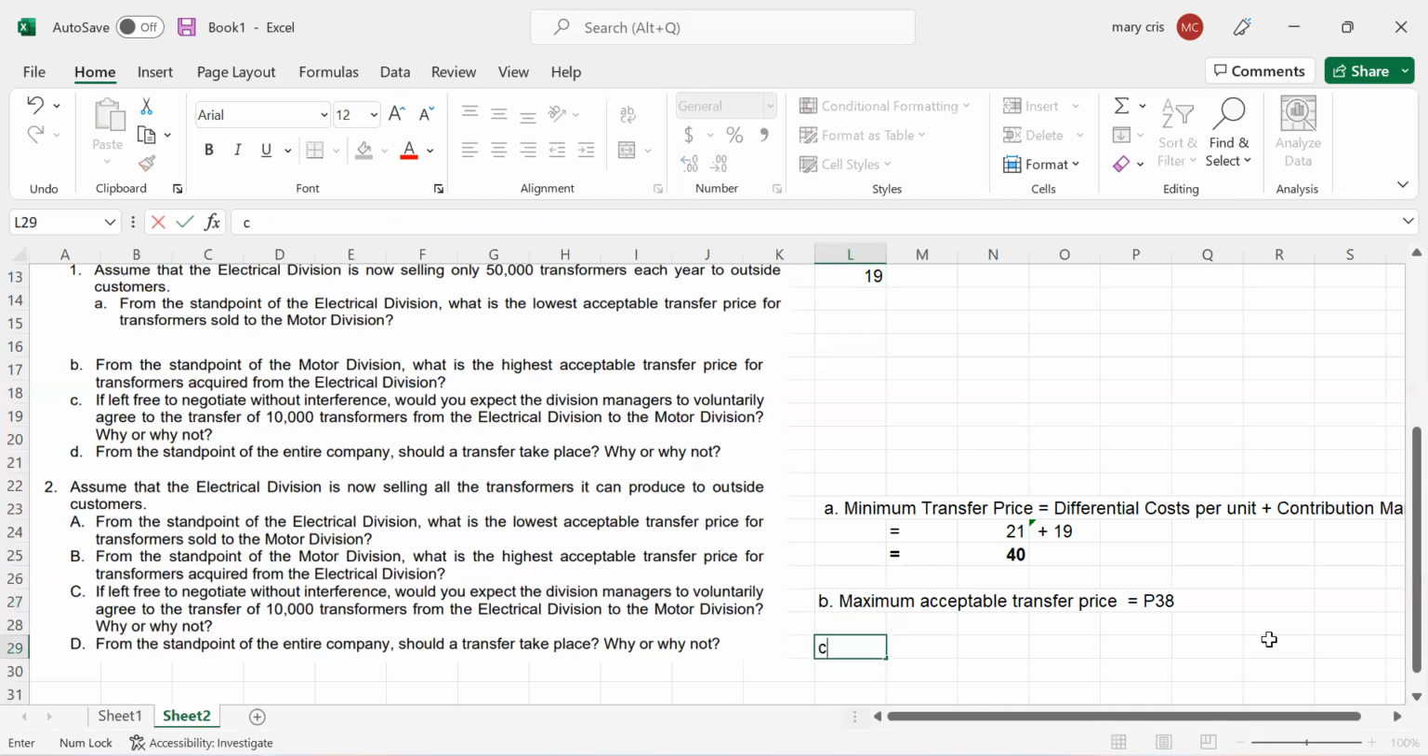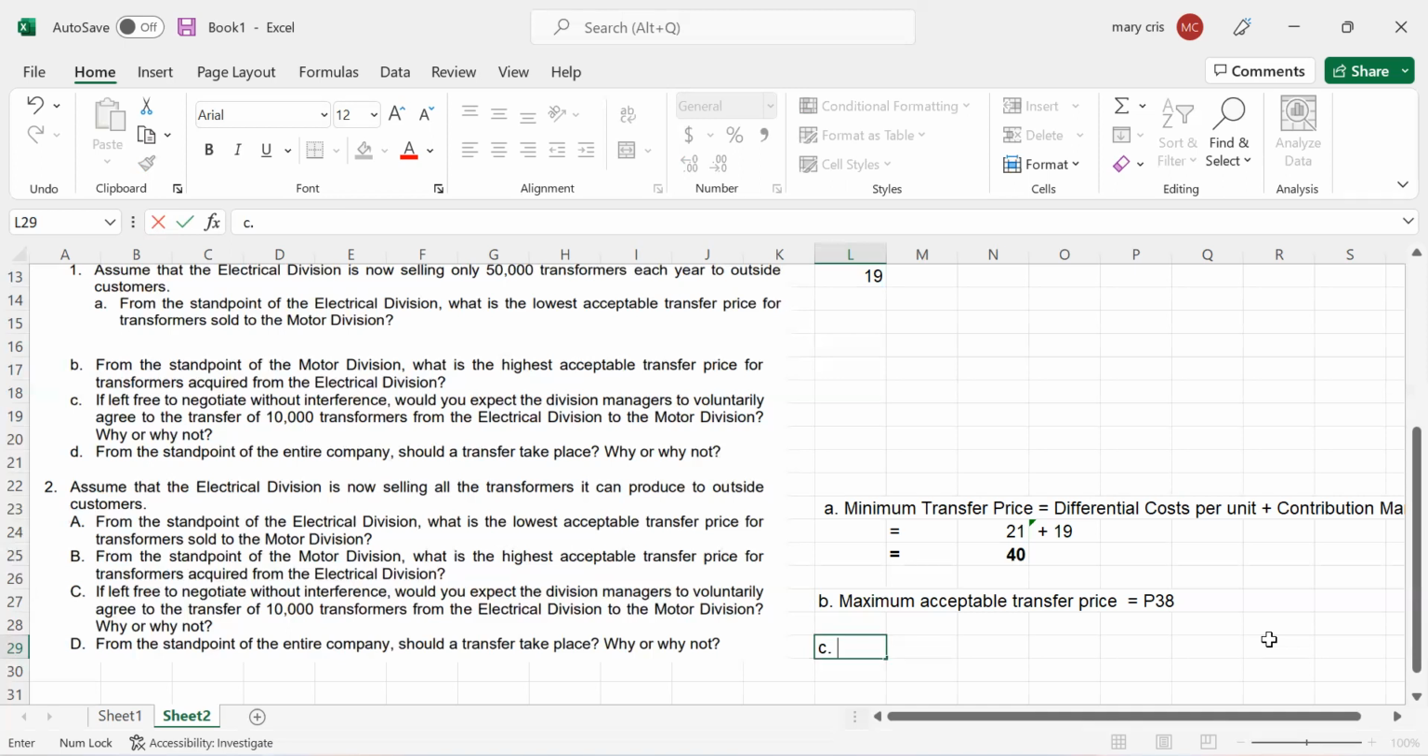Then letter C, if left free to negotiate without interference, would you expect the division managers to voluntarily agree to transfer 10,000 transformers from electrical division to the motor division? Why or why not? So, most probably, isa-isahin natin. Sa standpoint ni electrical company, gusto niya i-transfer niya yung transformer at 40 pesos, no? Pero si motor division will only accept if it will be lower than 2 pesos, which is 38.